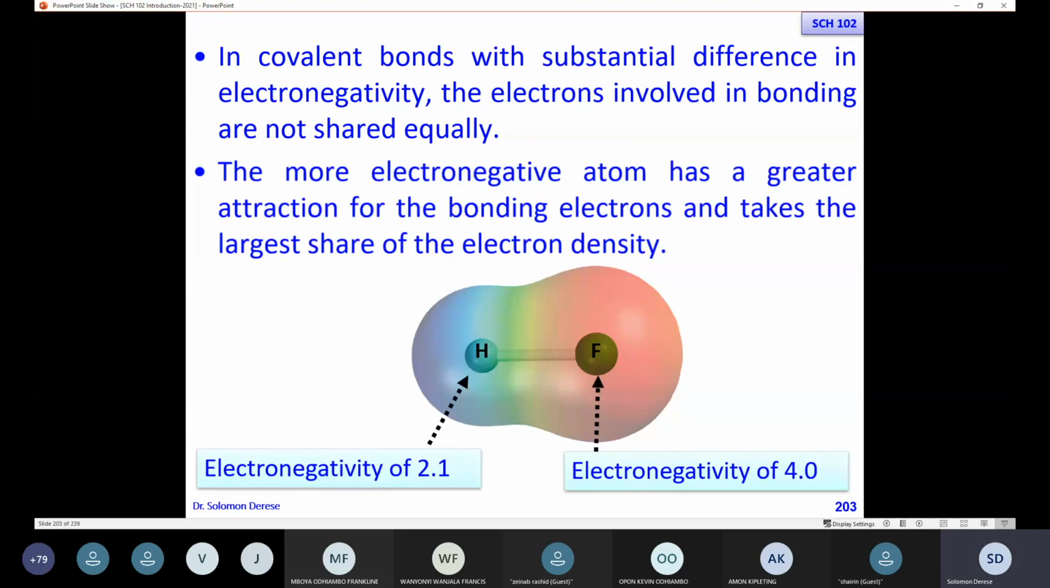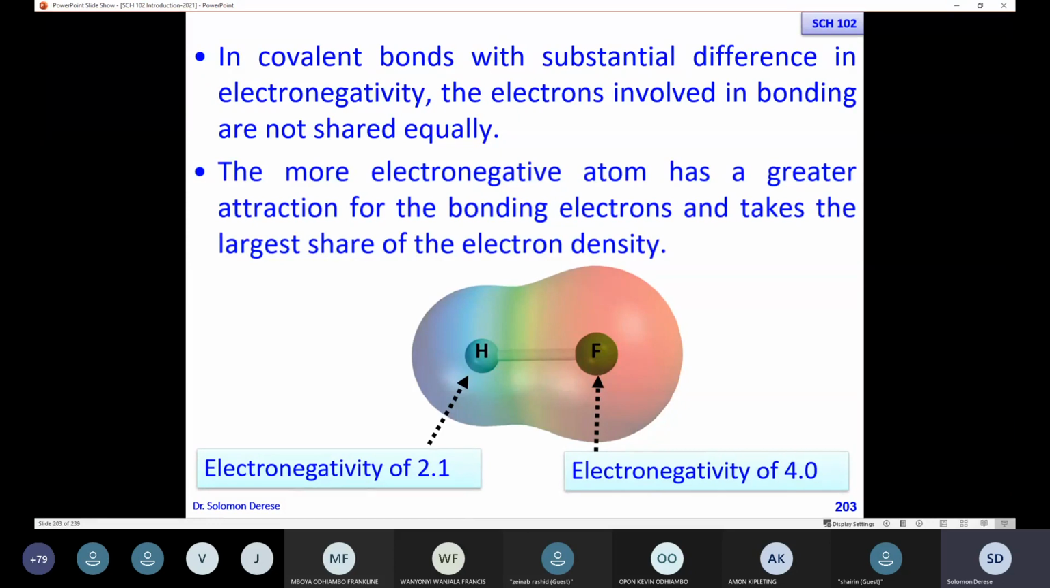Okay, as you can see, the electronegativity of hydrogen is 2.1, and that of fluorine is 4.0. 4.0 minus 2.1 is 1.9. It is a significant difference. As a result, the electrons of the covalent bond are not going to be shared equally. The more electronegative element, in this case fluorine, will have a larger share of the electrons. So as a result, on fluorine we'll have an excess of electrons, and on the hydrogen we'll have a deficiency of electrons.